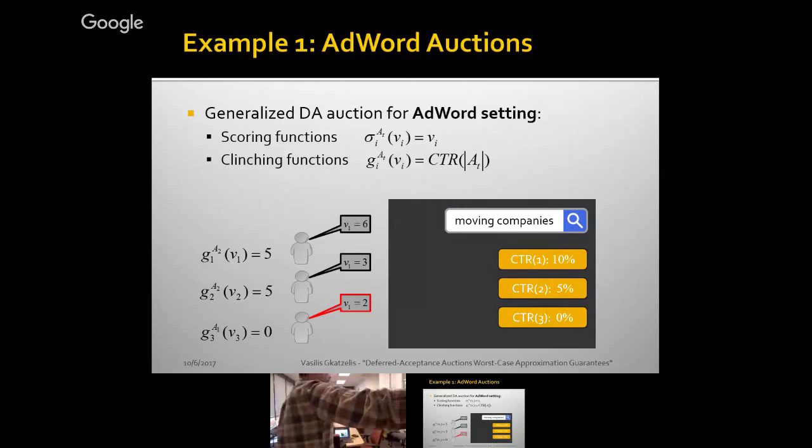clinches 5% click-through rate, right? So the moment this guy is finalized, the set of active bidders shrinks by 1, therefore everybody else clinches 1 level of service. And then this guy is the next lowest bidder. He's finalized at 5. In other words, he gets that slot. And then the last guy clinches another level of service. And this is a toy example.